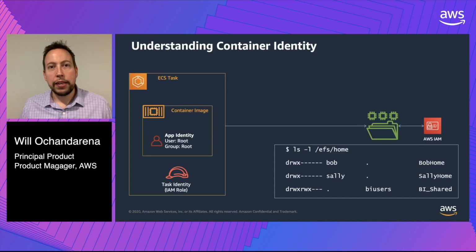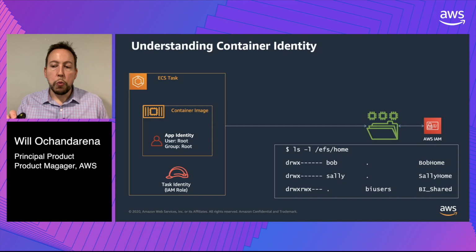Now let's talk about the second goal, which is how do you make sure that once an application mounts a file system, it's able to only access the files that it should access and not any others. So what we have here is an ECS task, a single container within that task, and that task has a task identity of an IAM role. It's mounting a file system, and there's already data inside that file system. The data inside that file system is a directory called Bob Home, owned by Bob, a directory called Sally Home, owned by Sally, and then a shared directory called BI Shared.